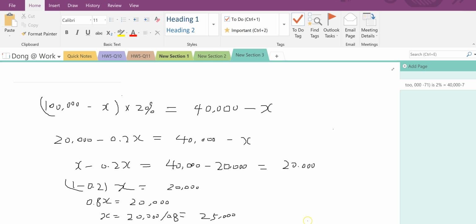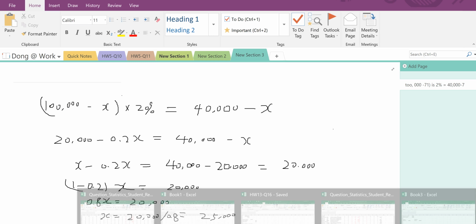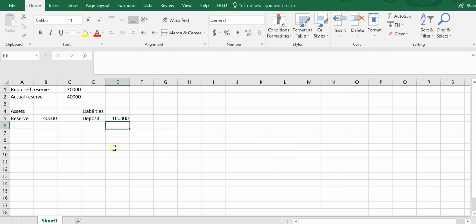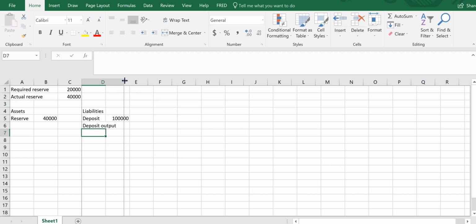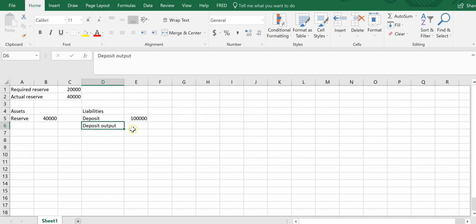But I also want to show you another way to get the same number by using Excel. Remember, we're going back here. So how can I use Excel? I write down another term on this balance sheet. This is the deposit outflow. So I just write down a random number, 20,000. Obviously this may not be the final answer, but right now it doesn't matter.